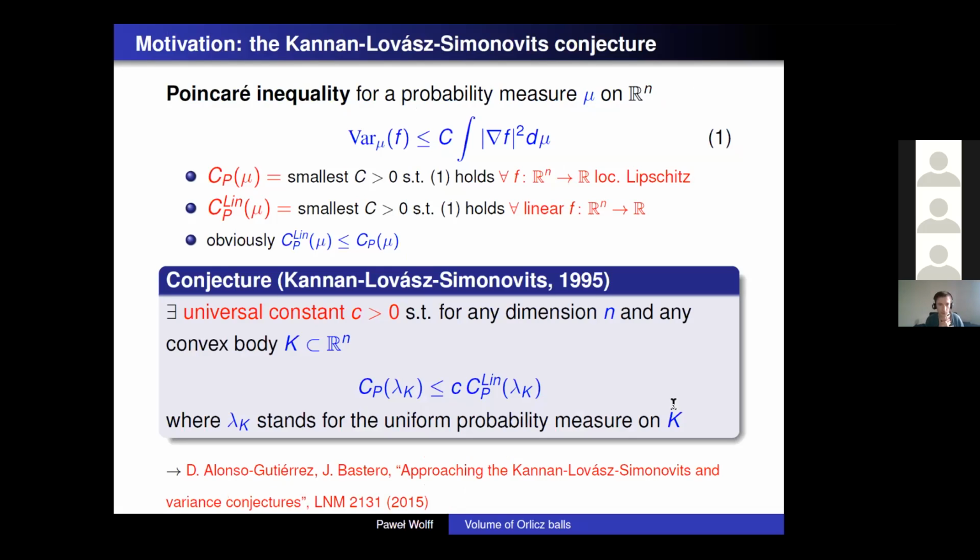Our motivation came from the conjecture of Kannan-Lovasz-Simonovits, and more precisely, we wanted to understand the applicability of a somewhat recent result of Sasha Kolesnikov and Emanuel Milman on this conjecture, where they showed the conjecture for the class of so-called generalized Orlicz balls, a similar class of convex bodies, but somewhat larger than the one that we are considering in this talk.